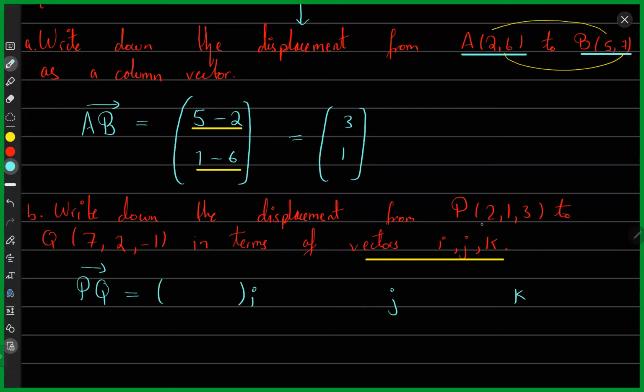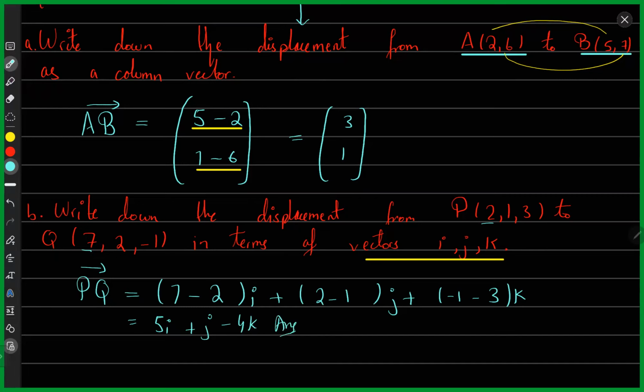And for this, we need to find the difference in the x components. It's 7 minus 2, plus the y components, 2 minus 1, plus the z components, minus 1 minus 3. And this is going to give you 5i plus j minus 4k, and this is going to be the answer.